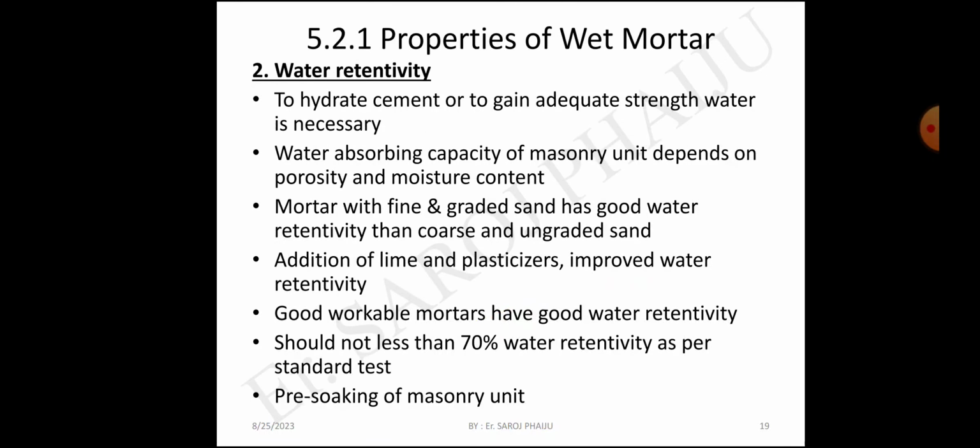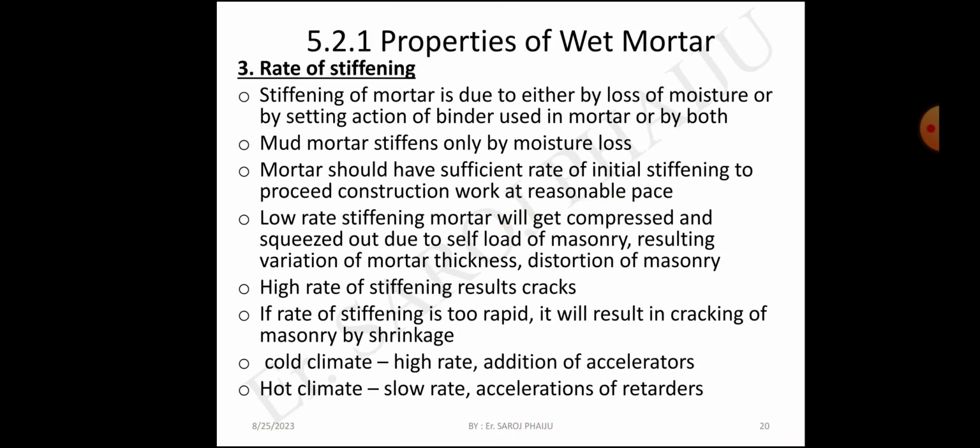Water retentivity. To hydrate cement or to gain adequate strength, water is necessary. Water absorbing capacity of masonry unit depends on porosity and moisture content. Mortar with fine and graded sand has good water retentivity than coarse and ungraded sand. Addition of lime and plasticizers improve water retentivity. Good workable mortars have good water retentivity. Should not be less than 70% water retentivity as per standard test. Pre-soaking of masonry unit.